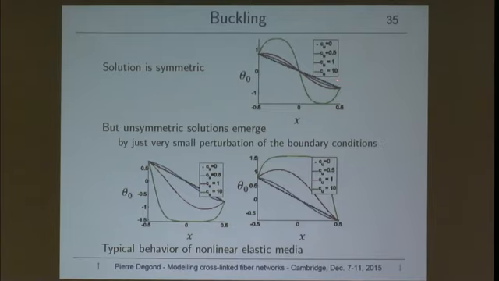But as soon as you perturb these boundary conditions by a very small amount, you get fully unsymmetric solutions, either down or up. So typically it's like a buckling situation, like in structural mechanics, where you compress a material, then at some point it's going to buckle either up or down. And so we recover a typical behavior of nonlinear elastic media, but it's not an elastic medium because there is some viscous behavior involved in the remodeling. But there is some influence of nonlinear elasticity.